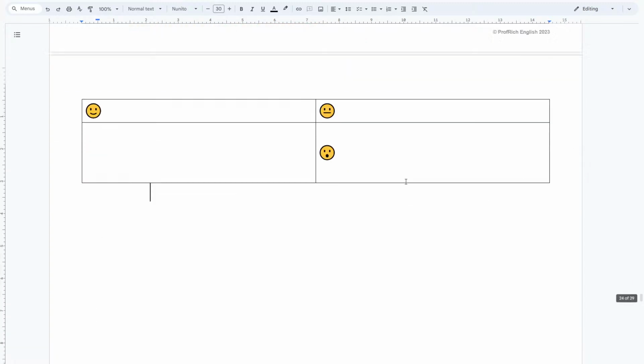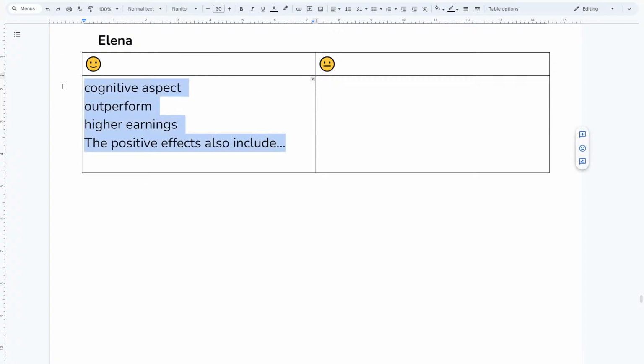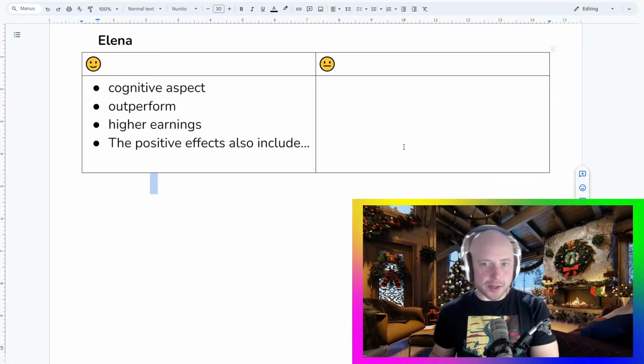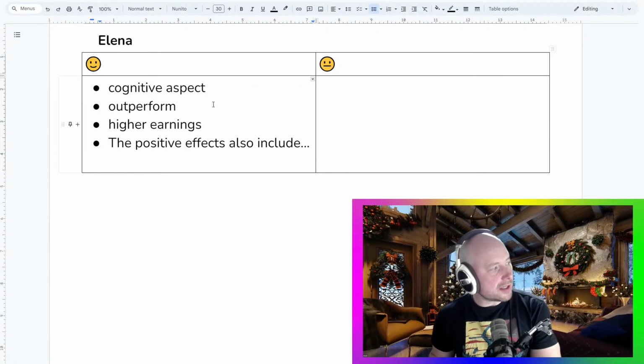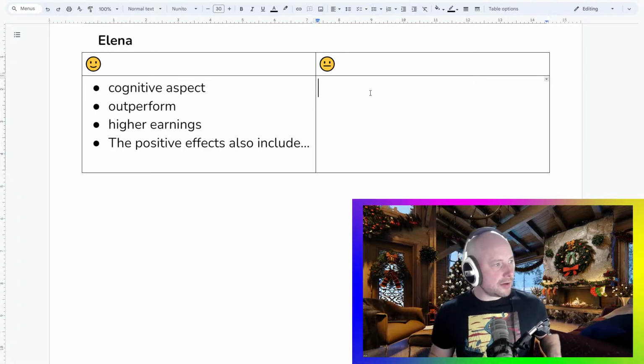All right, fantastic. Thank you very much, Elena, for that. It was really interesting. And here's a couple of corrections for you. We're going to start with some excellent vocabulary that I heard her use. There are some great phrases for you to take away from that. If you want to listen to that again, you can just go backwards on the video and have a listen to that. We've got cognitive aspect, outperform, higher earnings, and the positive effects also include.